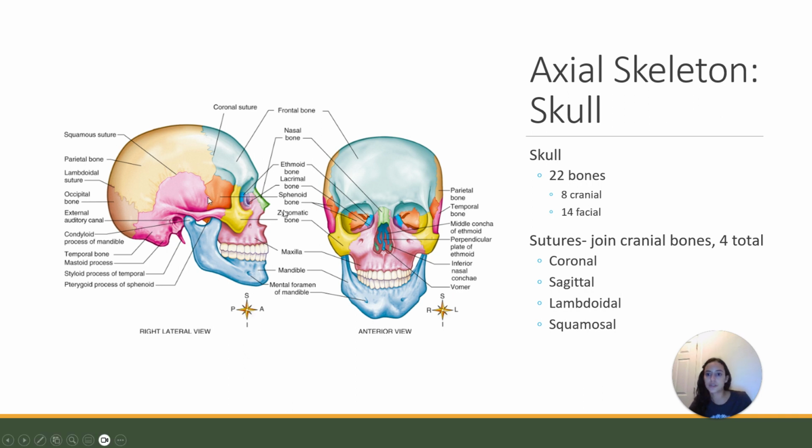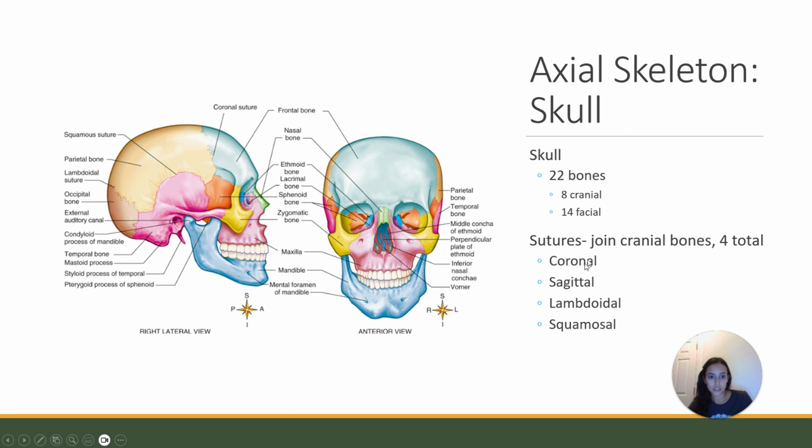2 palatine bones. You can't see those in this picture, but palatine are in your palate, so on the roof of your mouth. And 2 inferior conchae, which are right here, also part of the bones in your nose. 1 vomer, another part of the bones inside your nose. And the mandible. The mandible, this is your jaw. Your jaw, very important. It's the only one that is actually not joined by a suture.